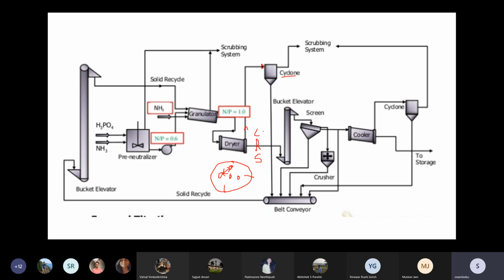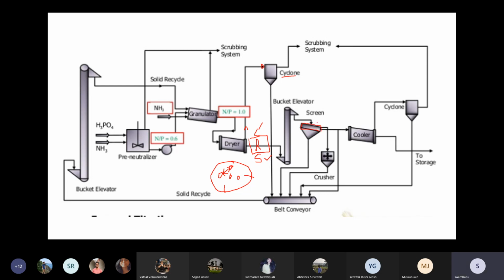So the required size particles will be separated from the coarse and small particles, and the required size particles will be sent as a product. So all the three types of particles, we need to separate them. So we have a screen, that is the required size.